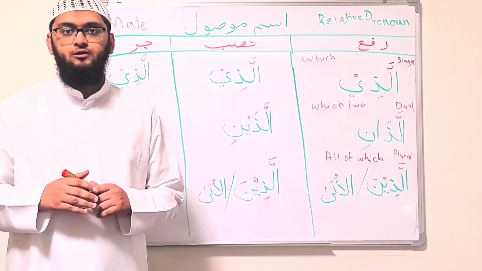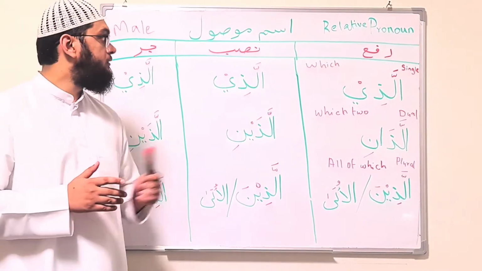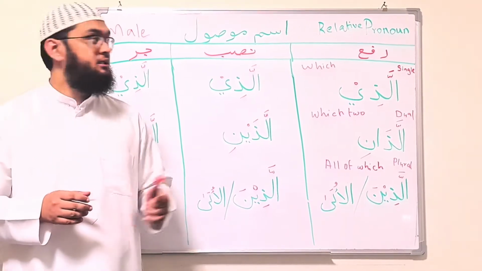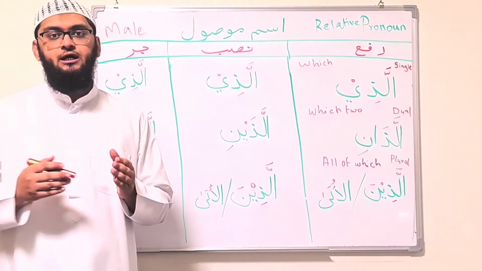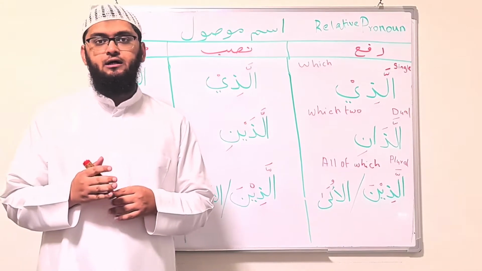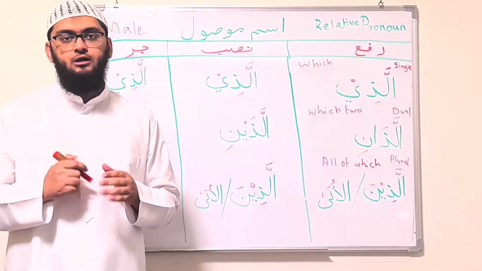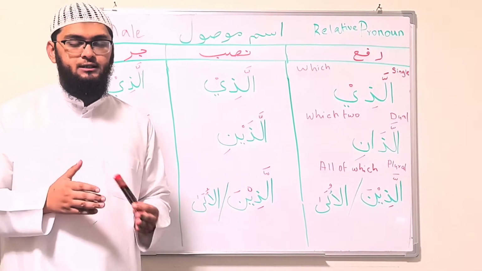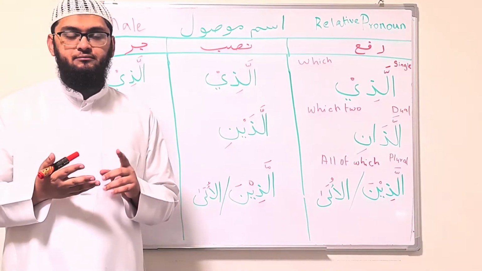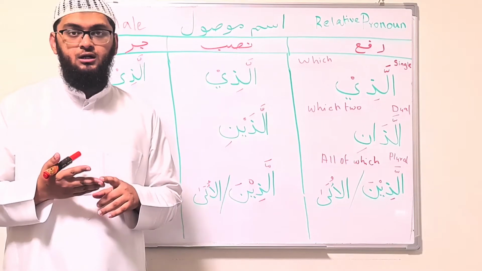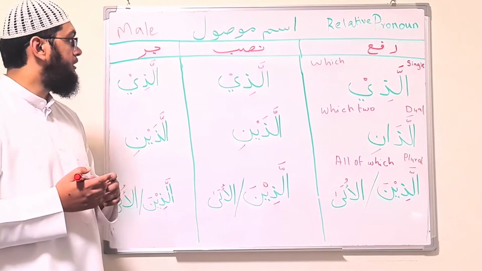Welcome back to lesson number 8 of our Nahw lessons. In this lesson, we will talk about Ism Mawsool, which we call relative pronoun in English. Just to recap, we were talking about marifa and nakira, ism marifa and ism nakira, that means proper noun and common noun. So we started with ism marifa. We have covered alif lam, ism dhamir, and ism ishara, and now we are covering ism mawsool, which is relative pronoun.